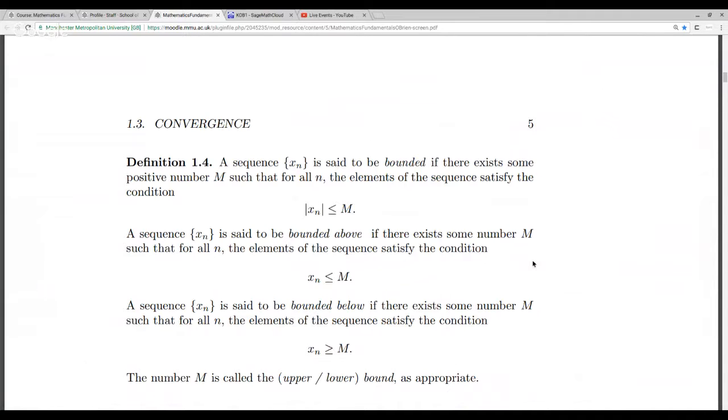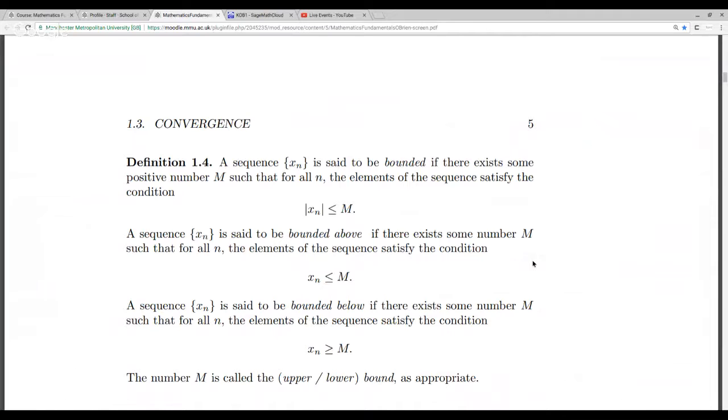capital M. So that's saying the two points on the number line, minus capital M and plus capital M: if this is true for every n, the sequence is wholly contained within this upper bound and lower bound. And that's what we call a bounded sequence. It doesn't wander arbitrarily far in either direction on the number line.